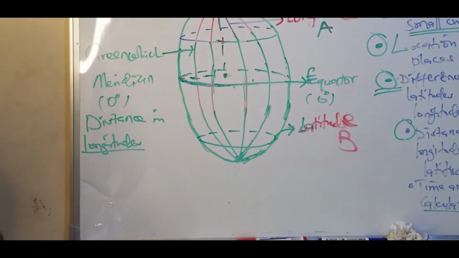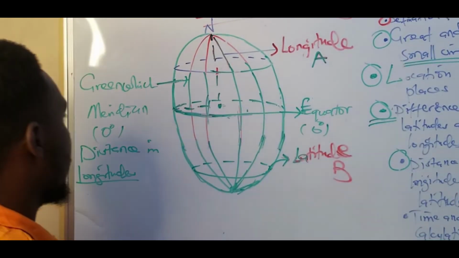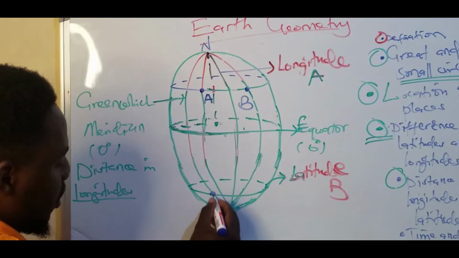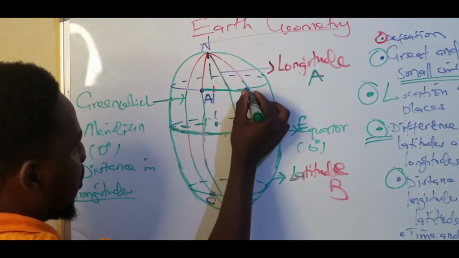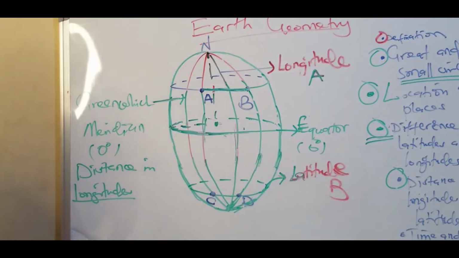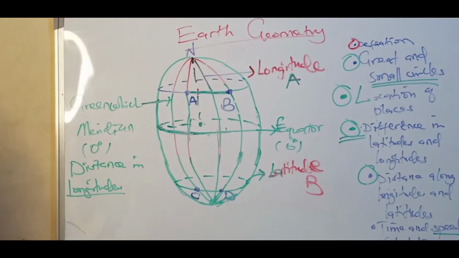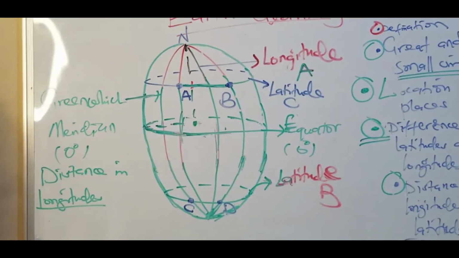Distance in longitudes. So I'm going to put points on the Earth's surface, our model here, to help us in understanding what we're going to talk about. I'll put A here, I'll put B there, I'll put C here, and I'll put D there. Supposing someone says we calculate the distance in longitude along AB, the distance between point A and point B. What you need to ask yourself first is, are those points lying on the same latitude or on the same longitude? If you look at A and B, they are on the same latitude. I'll put this as latitude C for reference.